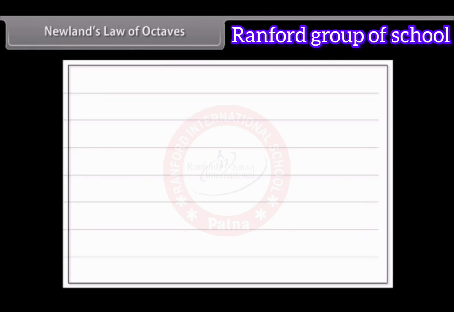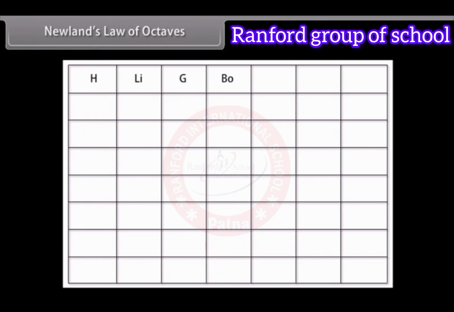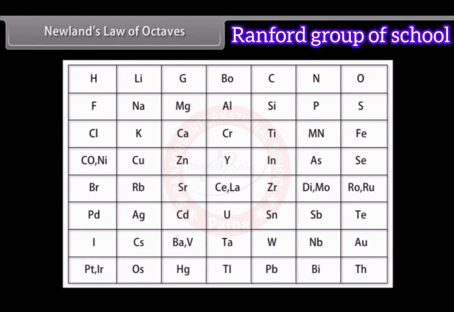However, all elements could be arranged in this order only till calcium, even though there were more than 60 elements available at that time.